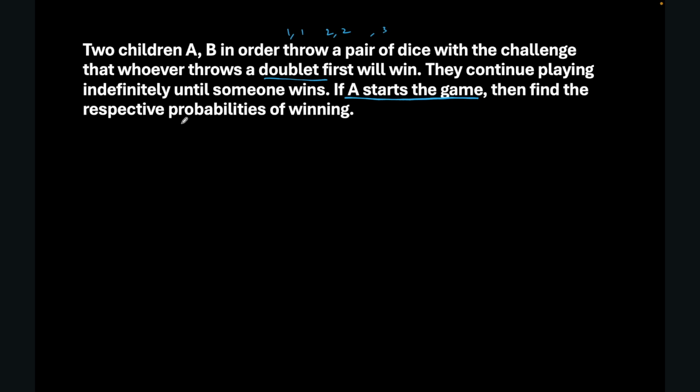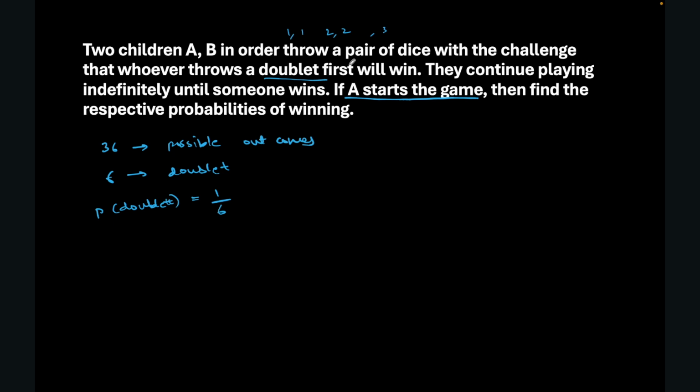Okay? So let's first do the easiest step. That is, what is the probability of throwing a doublet? Okay? So we know there are 36 possible outcomes, right? And out of that, there are 6 outcomes of a doublet. So probability of throwing a doublet is 1 by 6.